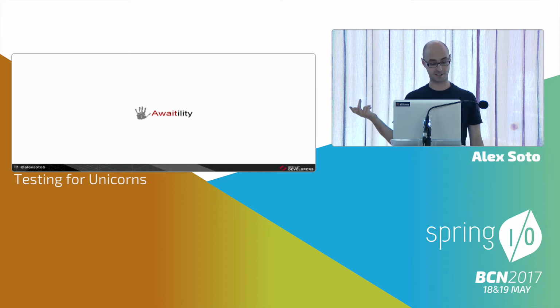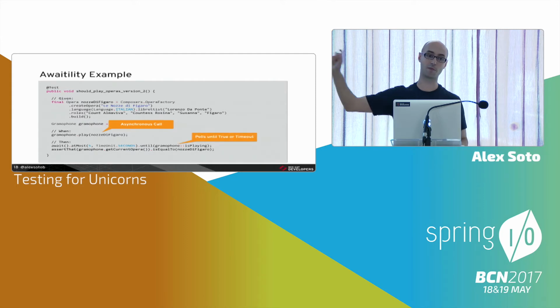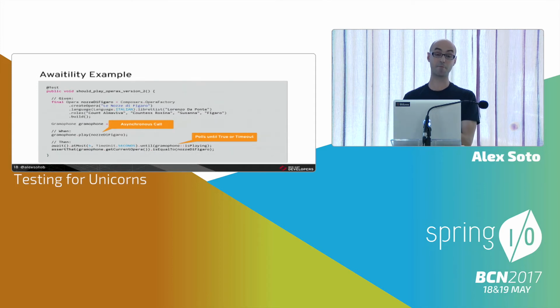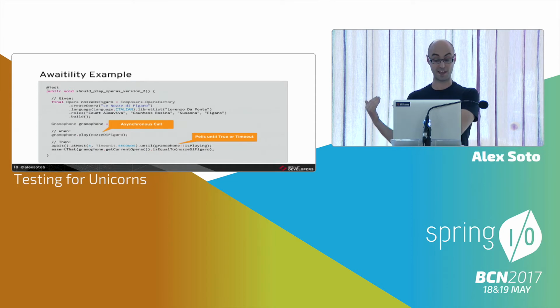Awaitility is a DSL that allows you to express expectations of an asynchronous system, and it looks like this. We still have that gramophone.play, but now we are using this await method. This await method is a static method from Awaitility, and what it does is poll every 100 milliseconds until gramophone isPlaying returns true. And it will wait at most 5 seconds. So at the end, we can consider that you wait only the time that is required by your machine.